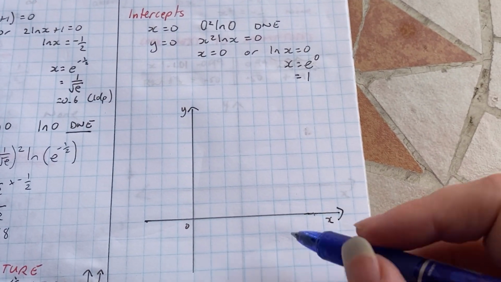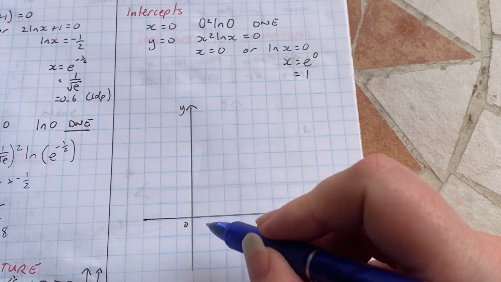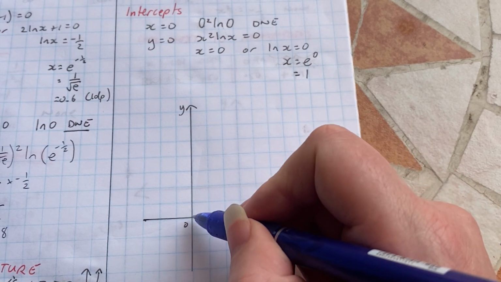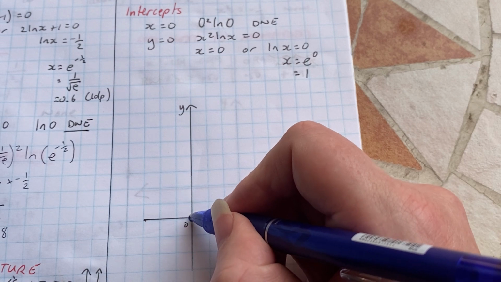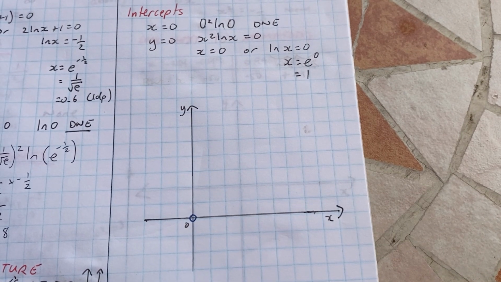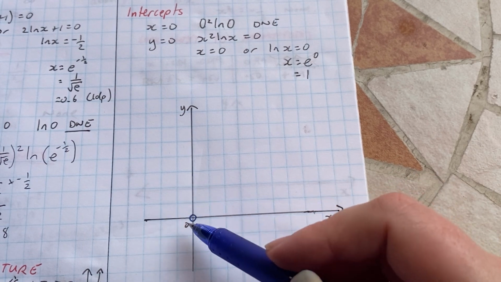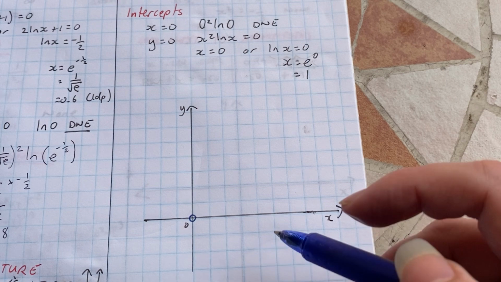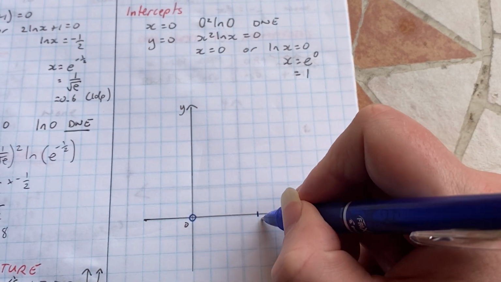So I'll start with the intercepts. We sort of got one at 0, but it didn't exist at 0, so I won't put that one on at this point. Actually, I will. There's not an intercept at 0, 0. When y equals 0, sorry, that was that one. The other one was at x equals 1. I might put that over here somewhere.